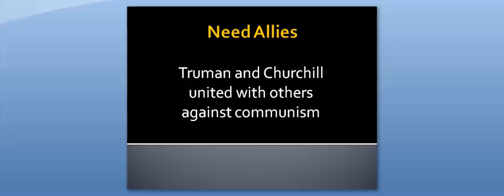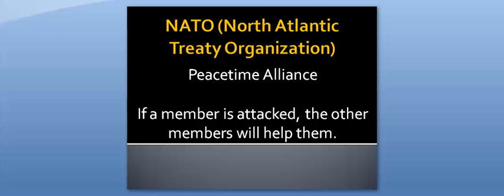Now, after seeing how serious the situation in Europe was and how tense both sides were, Truman decided the U.S. needed to ally with other like-minded countries against communism. Truman and Churchill of Great Britain developed a plan to unite into a peaceful treaty with 10 other countries. This alliance simply stated that if one member country was attacked, the other member countries would aid that country. It's called NATO, or the North Atlantic Treaty Organization, and still exists today.